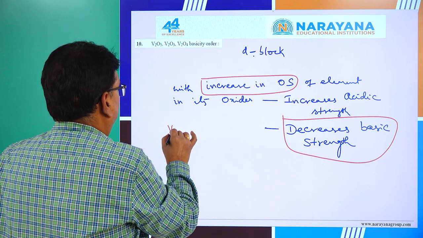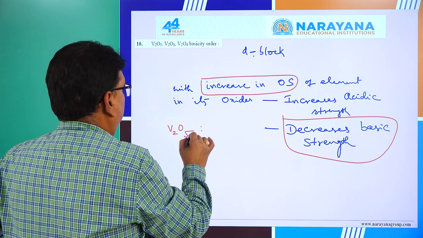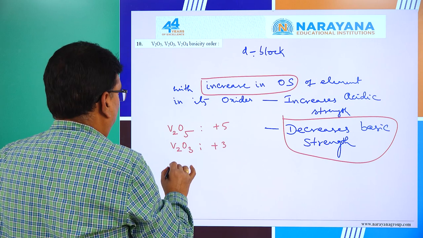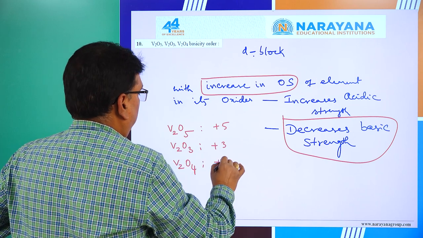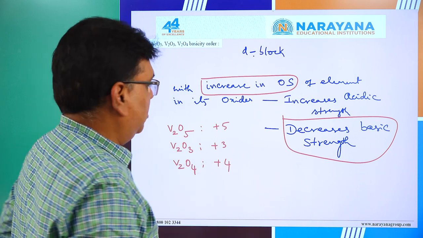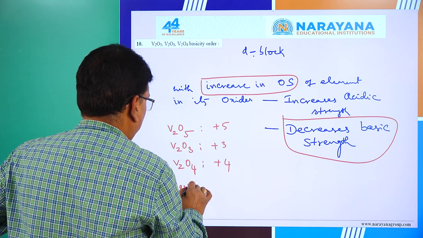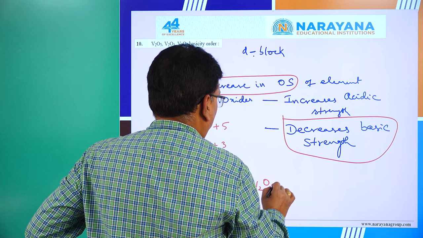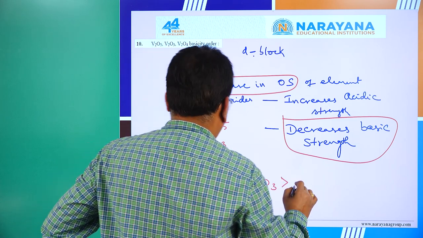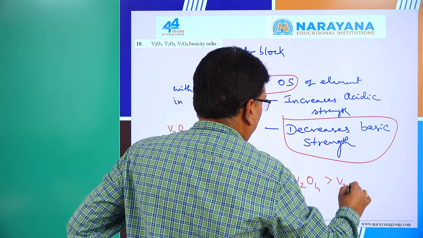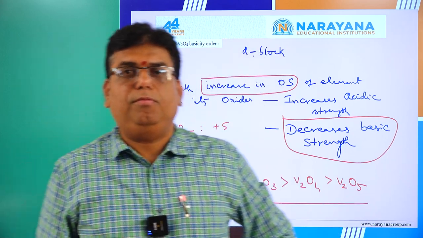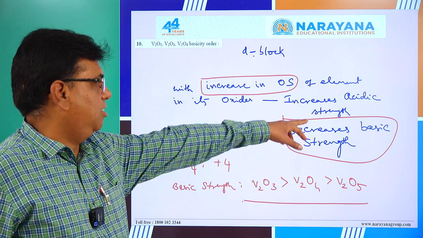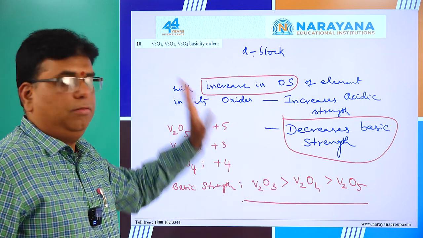Now, the oxidation state of vanadium in V2O5 is plus 5, V2O3 is plus 3, V2O4 is plus 4. So V2O5 has the highest oxidation state. So, basic strength of V2O3 is greater than V2O4, which is greater than V2O5. Okay? Straight question, theoretical, no calculation. Increase in oxidation state increases acidic strength or decreases basic strength, D block.